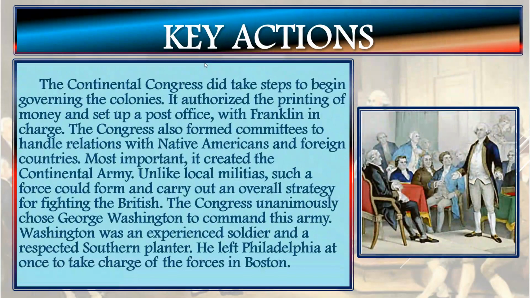Key actions. The Continental Congress did take steps to begin governing the colonies. It authorized the printing of money and set up a post office, with Franklin in charge. The Congress also formed committees to handle relations with Native Americans and foreign countries. Most important, it created the Continental Army. Unlike local militias, such a force could form and carry out an overall strategy for fighting the British. The Congress unanimously chose George Washington to command this army. Washington was an experienced soldier and a respected Southern planter. He left Philadelphia at once to take charge of forces in Boston.